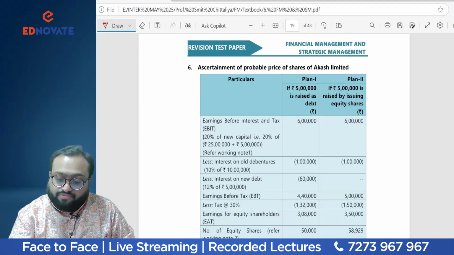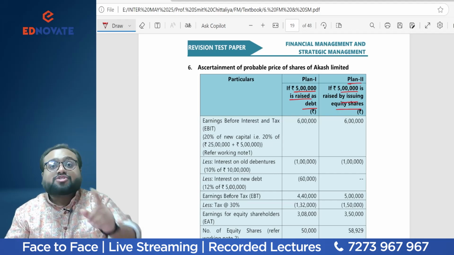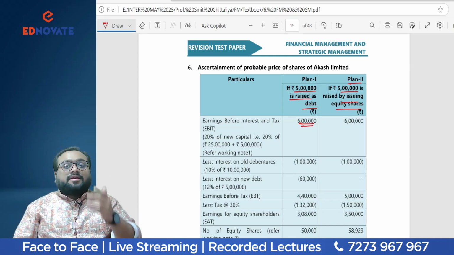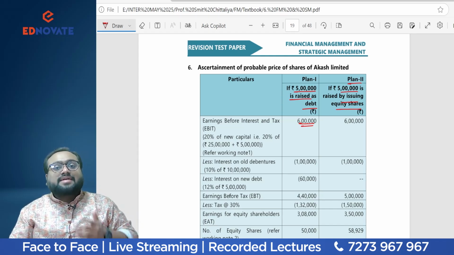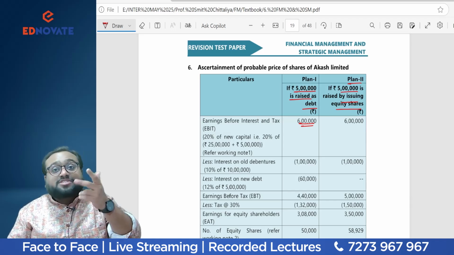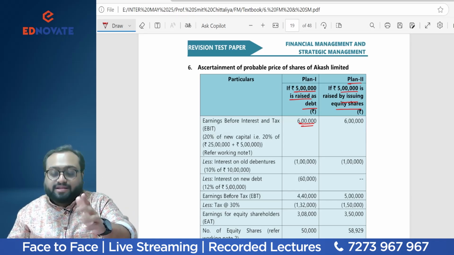See, plan 1, if the 5 lakhs are raised as debt, and plan 2, if the 5 lakhs are raised by issuing equity shares. See, I got the EBIT 6 lakhs. Now we know the format. EBIT minus interest, EBT minus tax, EAT divided by number of equity shares. I will get the EPS, multiply with the P/E ratio, you will get the market price.